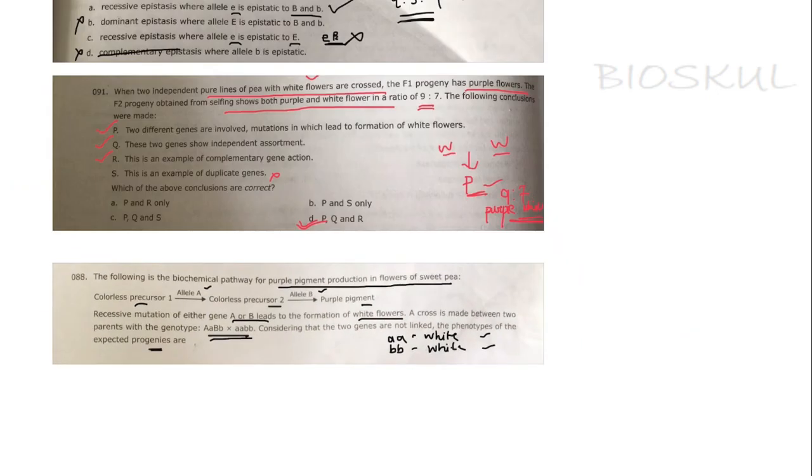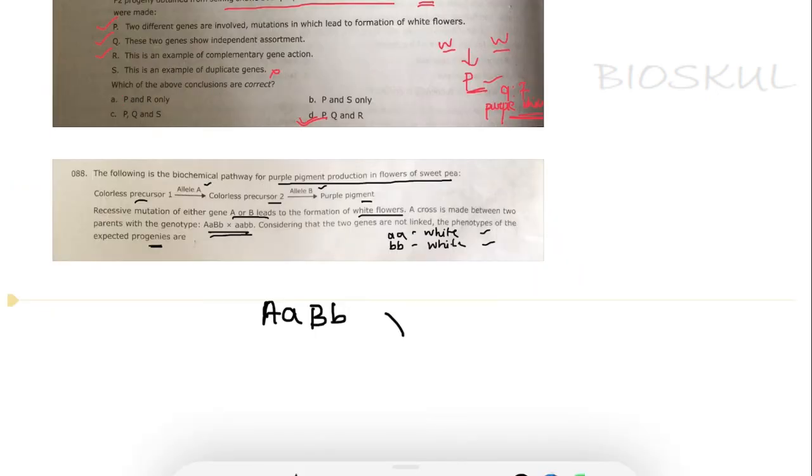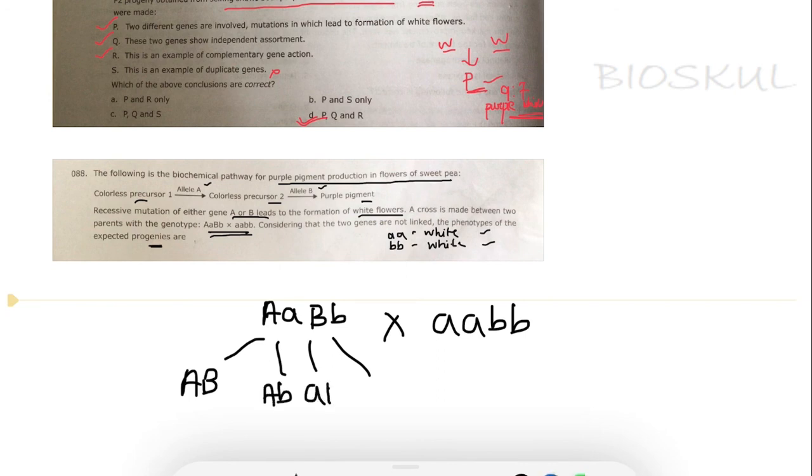So let's do the cross. Capital A small a, capital B small b, and the other parent is small a, small a, small b, small b. That is the recessive parent. Test cross, right? So let's find out the gametes. This one is capital A capital B, capital A small b, small a capital B, small a small b. But here you will get only one type of gamete, that is small a small b.